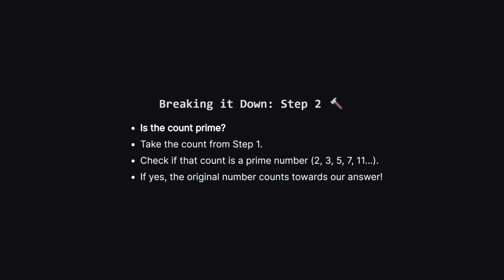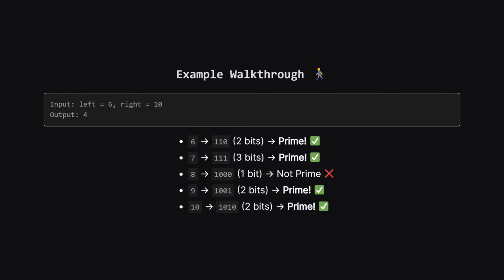Once we have that count, the second step is to check if that count itself is a prime number. Remember, a prime number is only divisible by 1 and itself, like 2, 3, 5, and 7. In our last example, the count was 3. Since 3 is a prime number, the original number 21 would be a winner, and we would add 1 to our final answer.